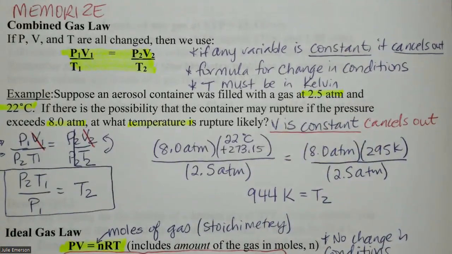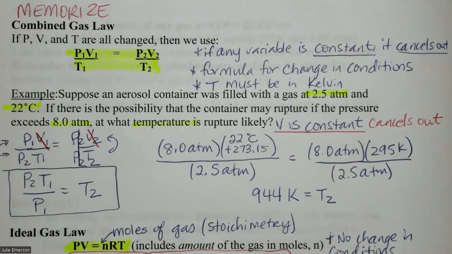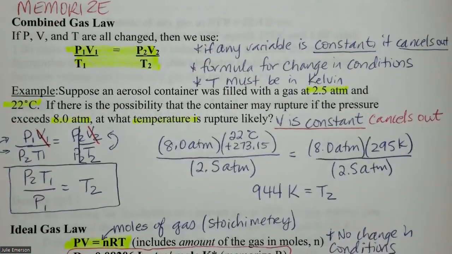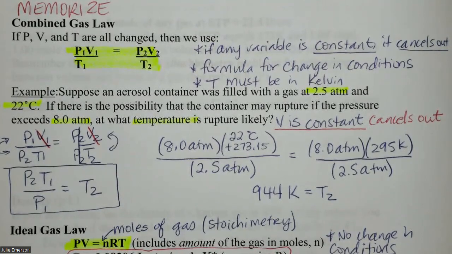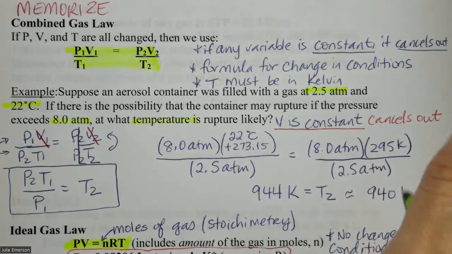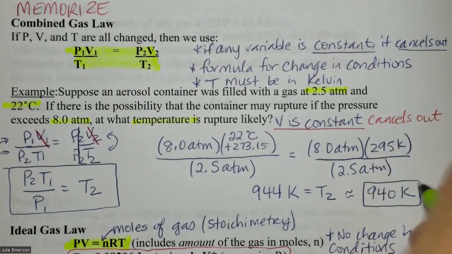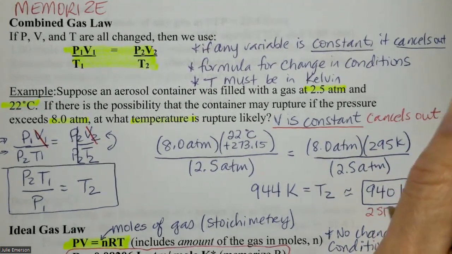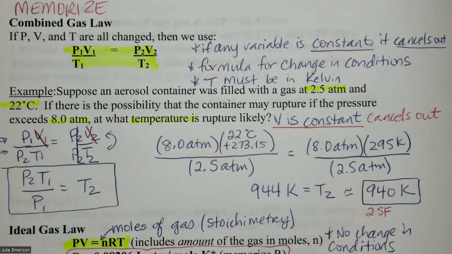So basically, if I take that aerosol container and heat it up to about 944 Kelvin, that's when it's going to rupture. Now, real quick, if we look at our sig figs, both pressures only have 2, so my answer should only have 2. So I'm actually going to round that to 940 just to keep the 2 sig figs. So that would be the temperature that I could heat that aerosol container to before it ruptured. Anything more than that and rupture would be likely to occur.